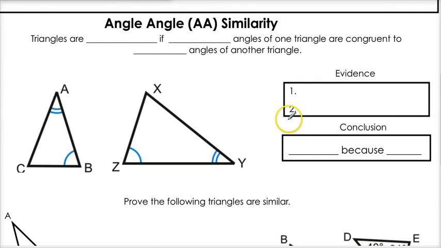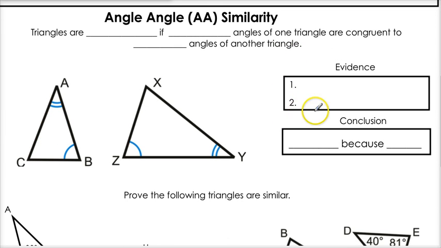Alright, the first one we're going to learn about is angle-angle similarity. Now we know that this is true: triangles are similar if two angles from one triangle are congruent to two angles in another triangle. So if we look at these two triangles right now, we see that B is congruent to Z and A is congruent to Y. Because two of the angles are congruent to each other, we know that these are similar triangles.